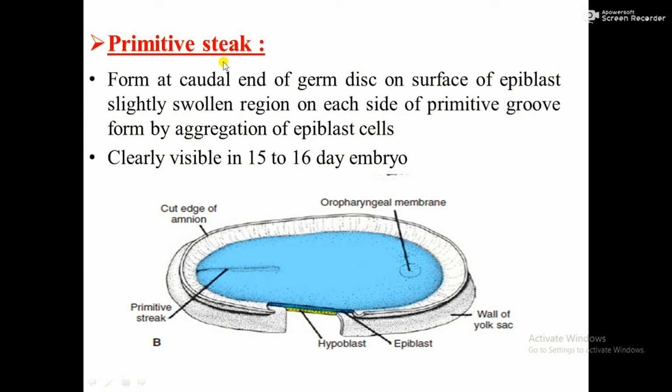The primitive streak is formed at the caudal end of the germ disc. This is the bilaminar germ disc. This is the surface of the epiblast, and this, the yellow one, is the hypoblast surface, the lower one, below the epiblast. So it forms in the caudal end.